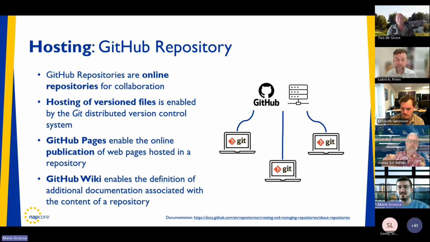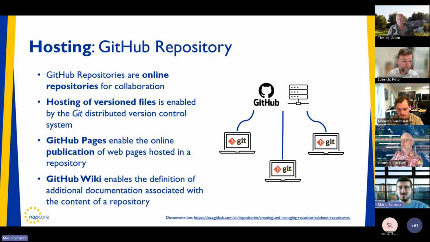And this is enabled by the Git distributed version control system. But it also offers GitHub Pages, which basically enable the online publication of the web pages that are hosted by a repository. Last but not least, it gives the possibility of defining a wiki, so some additional documentation that may be associated with the content of a repository.